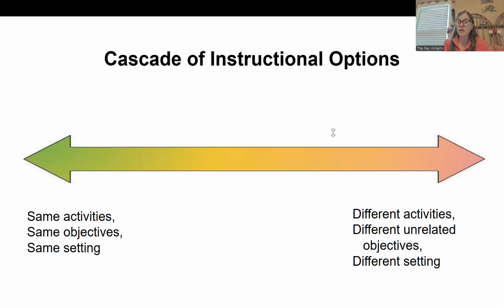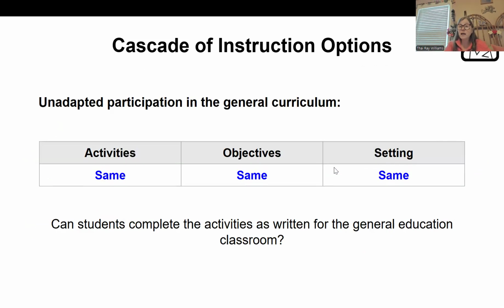And oftentimes that could be a separate classroom or a separate school. So what we're going to do is look at the different options within that cascade. And so the first option is called unadapted participation in general education curriculum. So this is where all students, regardless of disability or not having a disability, are doing the same activity. They have the same objectives and they're in the same setting. So oftentimes people think of this as full inclusion. Full inclusion, everybody is in the same location doing the same thing, same activities, same objectives.